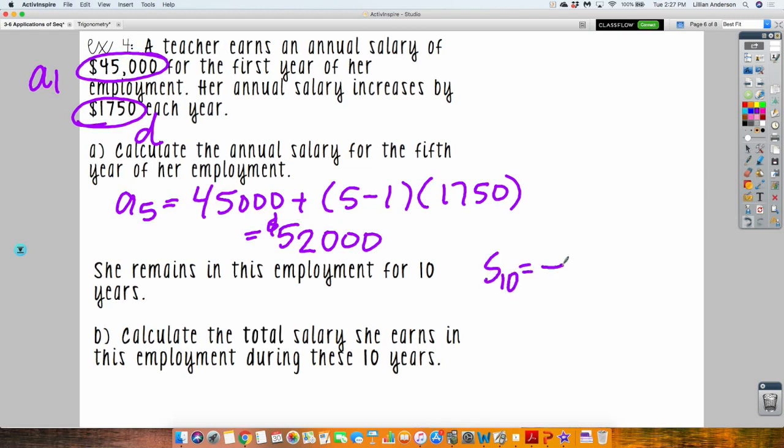Okay. So calculate the total salary she earns in this employment during these 10 years. A sub n or S sub n? And what's n? 10. So that's going to be what? 10 over 2. 45,000.